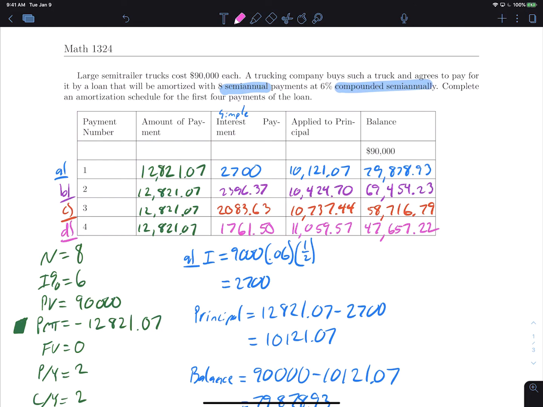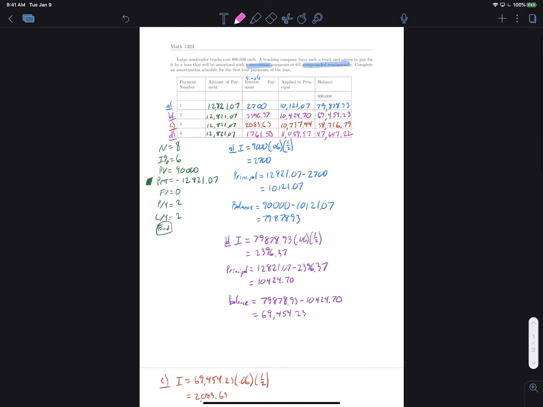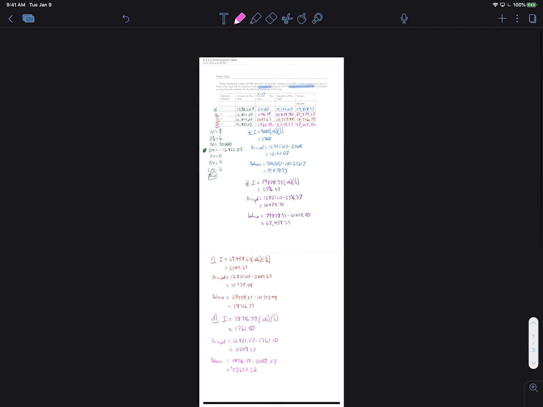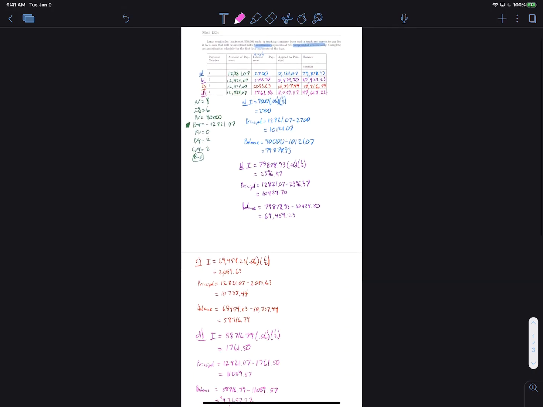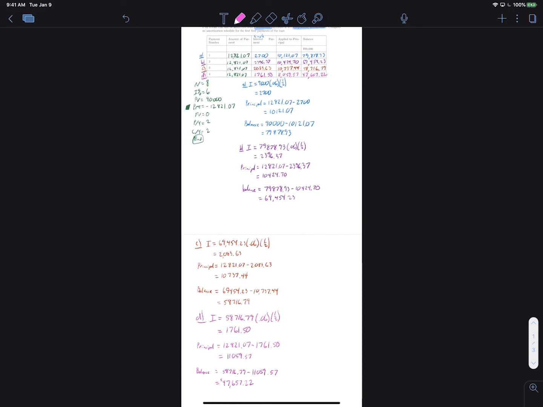Awesome. Well, we are now done. It only wanted 4 payments. It didn't want all 8, thank goodness. I don't think I can fit all that. Nope. Sorry. Anyway, there you go.